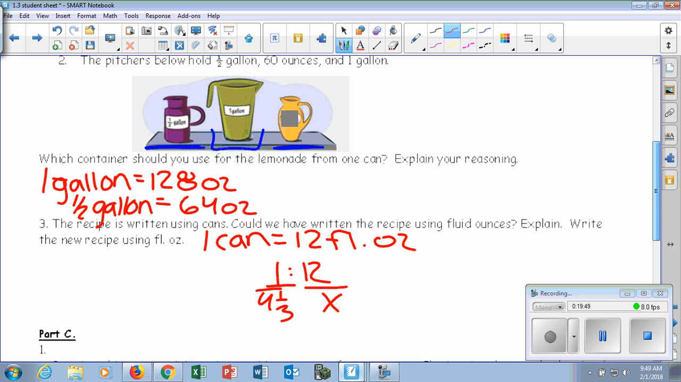Okay, well now this is cans. And I'm basically converting it into my fluid ounces. Do we see that? This left ratio, 1 over 4 1/3, is written as cans right here. And then this is written as fluid ounces. But we want to find the total as fluid ounces. So what is the scale-up factor? How would we determine it? What is the scale factor from 1 to 12? It is 12.